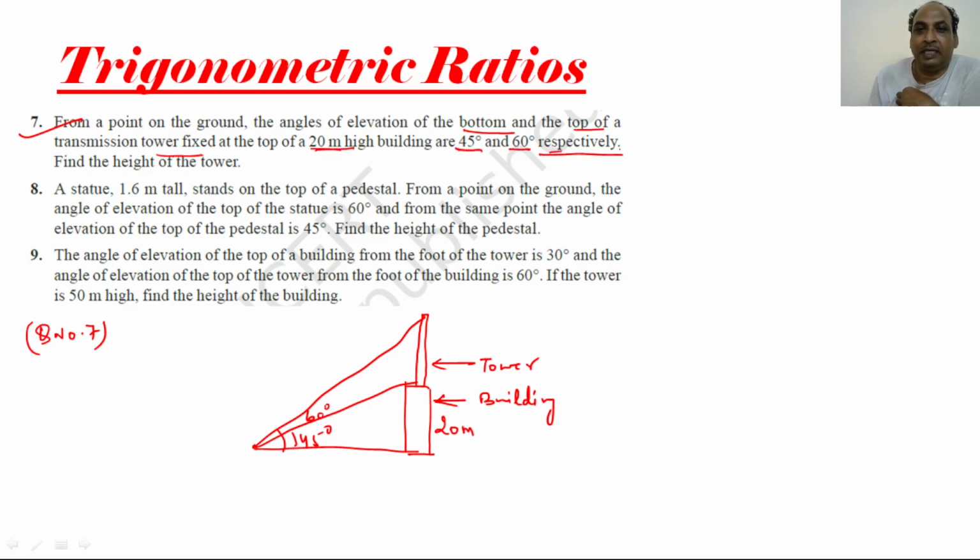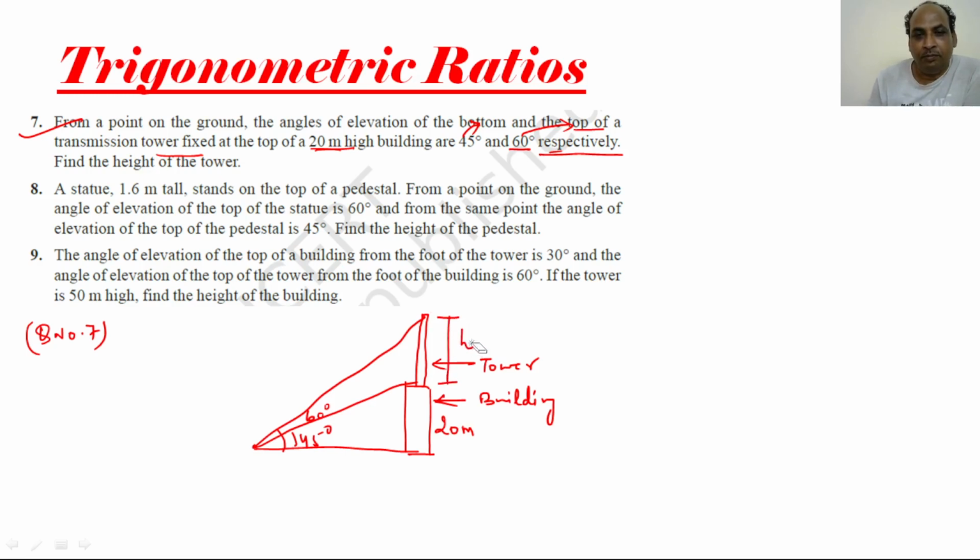This word respectively, when it comes, it means this 45 relates to the bottom, this 60 degree relates to the top. So this you need to understand. Do not interchange, otherwise your question is correct, but the answer will become wrong. And we need to find the height of the tower H.